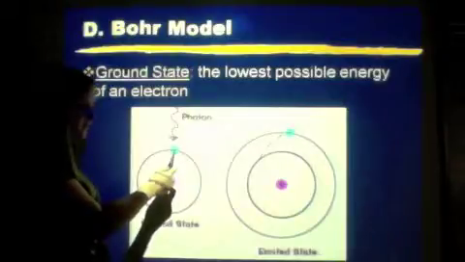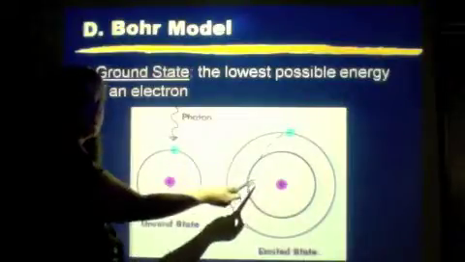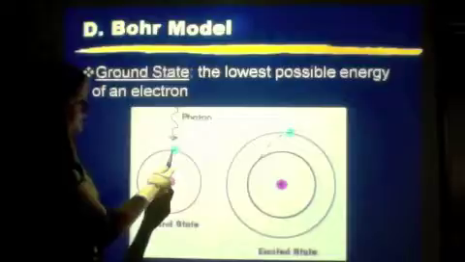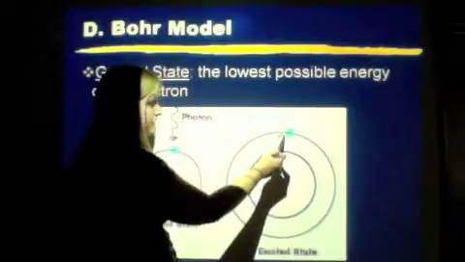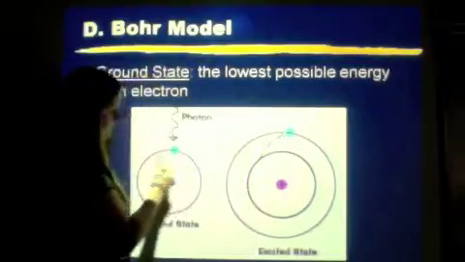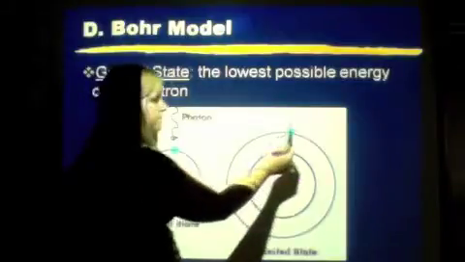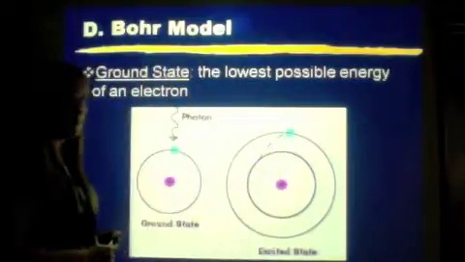The answer to your question is the next picture. So what's happening to the electron from here to here? It's going from the first energy level and jumping up to the second energy level.